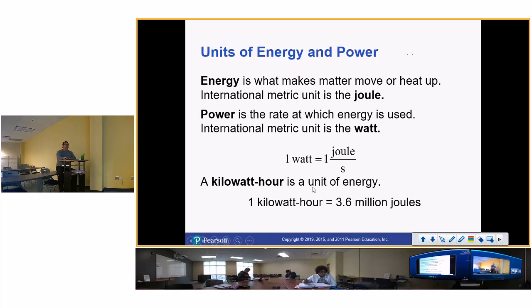A kilowatt hour is a unit of energy. 1 kilowatt hour equals 3.6 million joules.